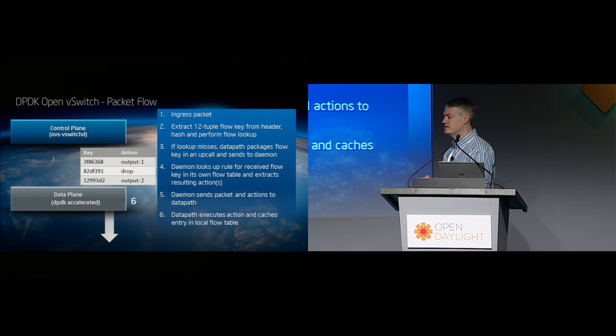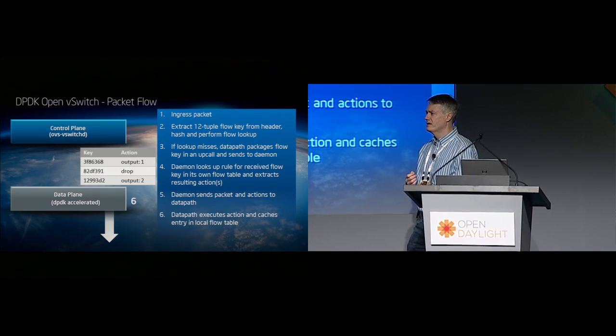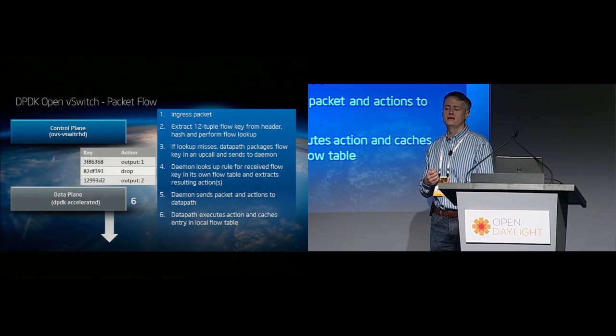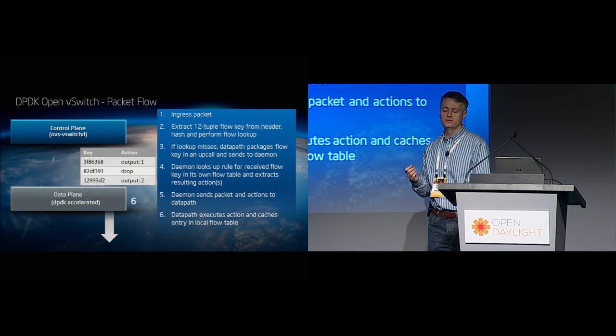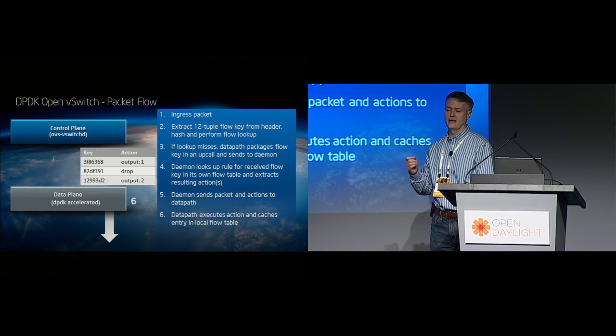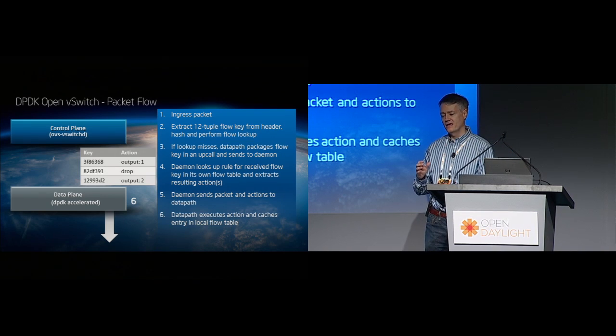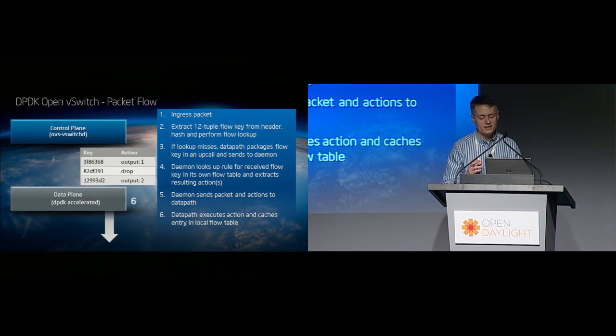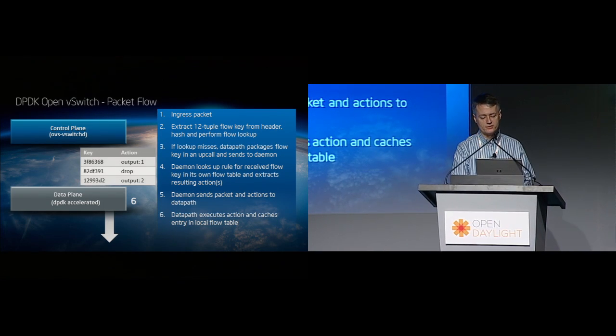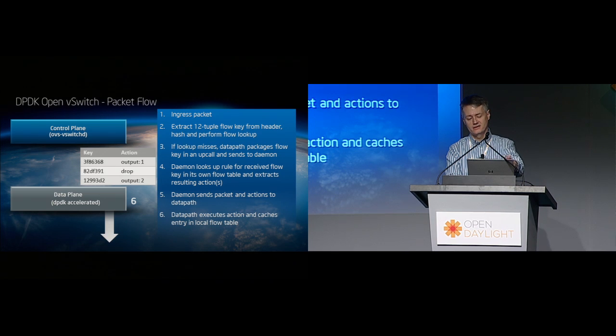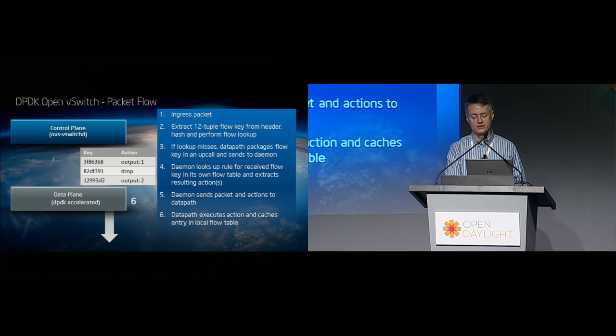What we're doing there is fairly similar to the way OpenVSwitch already works, the interaction between the user space daemon and the kernel data path. Now, of course, because we're doing all this with our DPDK and we have a separate process, we can do it a lot faster. And the other key, of course, is that poll mode driver. So we're able to get things into that accelerated data plane that much quicker.